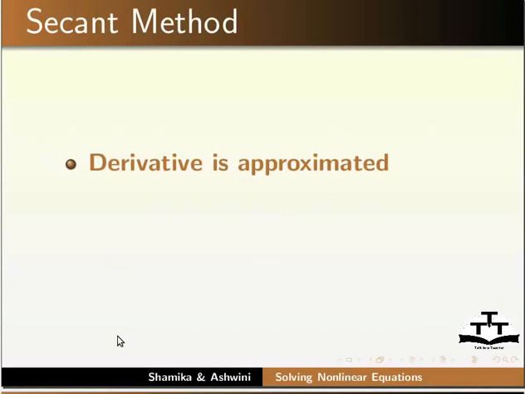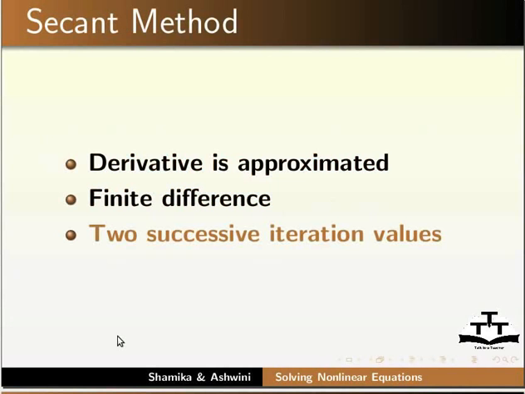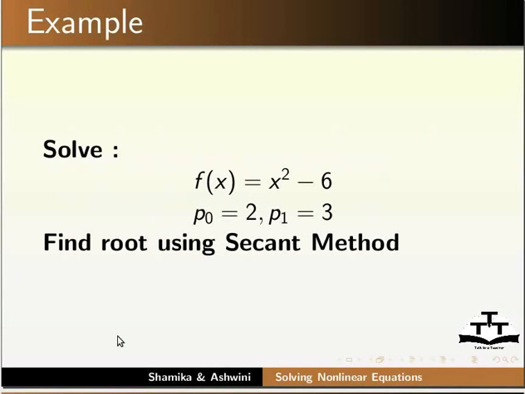Let us study secant method. In secant method, the derivative is approximated by finite difference using two successive iteration values. Let us solve this example using secant method. The function is f equal to x square minus 6. The two starting guesses are p0 equal to 2 and p1 equal to 3.